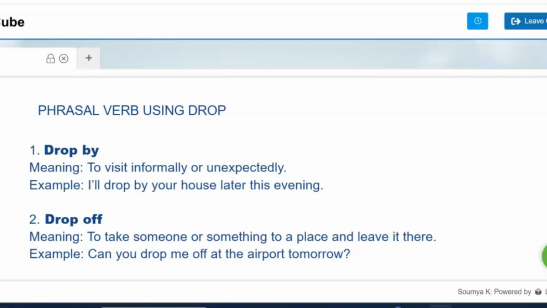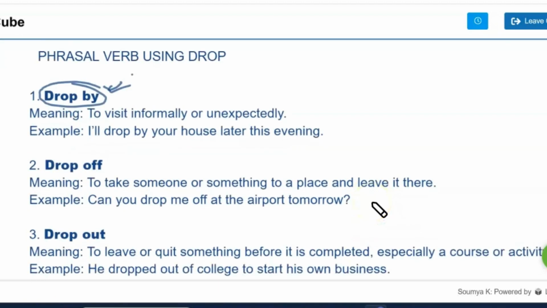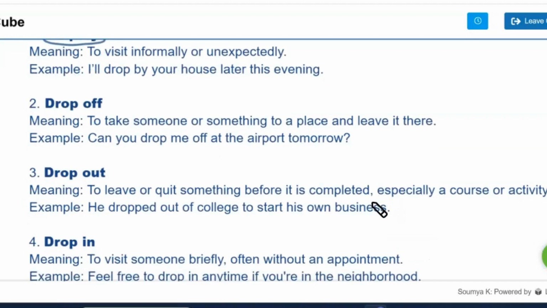Let's start. First one is phrasal verb using drop, that is drop by. So drop by means to visit informally or unexpectedly. Okay, I will drop by your house later this evening. To visit informally.